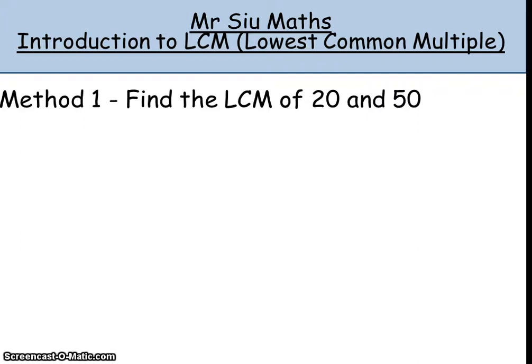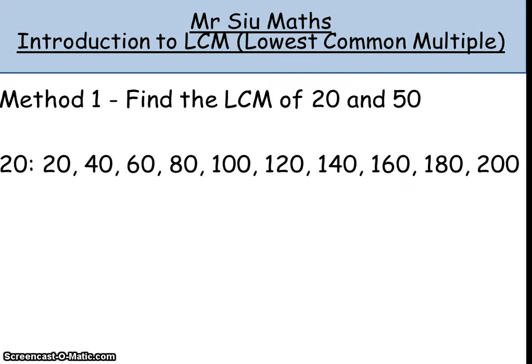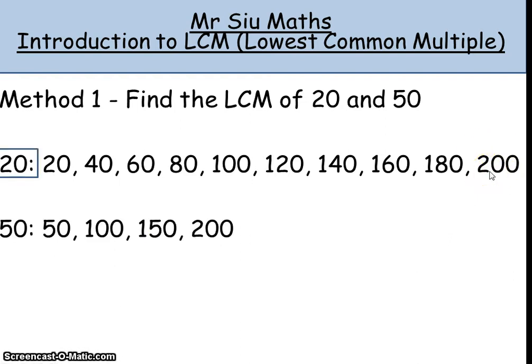This method is basically listing out the multiples from 1 all the way to as many as you can. So for example for 20, we list it out: 20 times 1, 20 times 2, 20 times 3, and so on until you reach a certain point. You then do the exact same thing for the second one, for 50: 50 times 1, 50 times 2, 50 times 3, and so on.